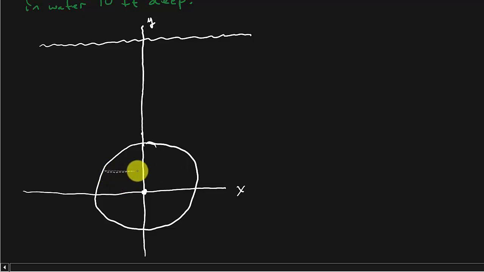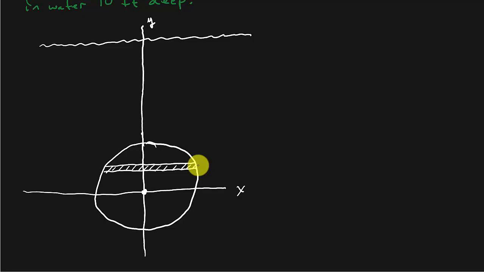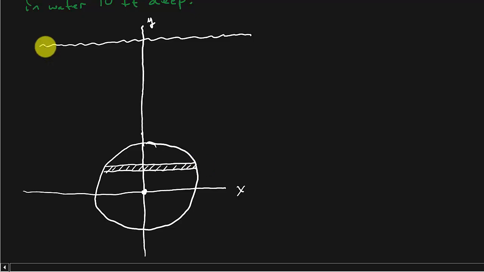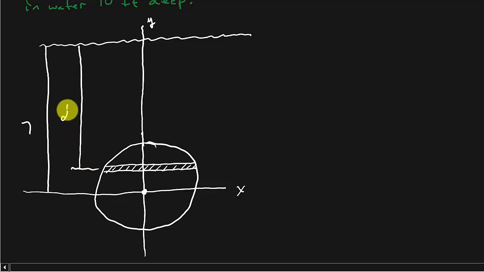Let's go ahead and put our strip right here. That's all we're concerned with, this strip. We're going to find the force on that strip, and then we integrate it. So this distance from here to here, we know that's 7. And this right here, we'll just call that D. And then we'll call this distance from here to here Y. We're going up Y units.